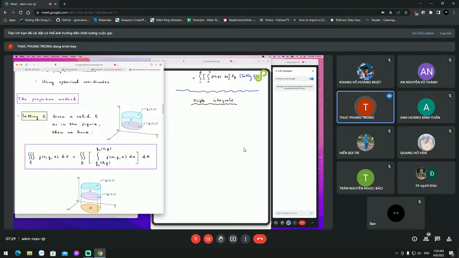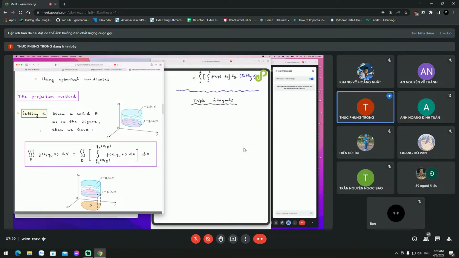So for double integrals, we can project onto Ox, setting 1, or onto Oy, setting 2. Because we have only two axes. Now we have three settings for triple integrals, just because we have three planes, XOY, XOZ, or YOZ. All right, so let's focus on setting 1 first.